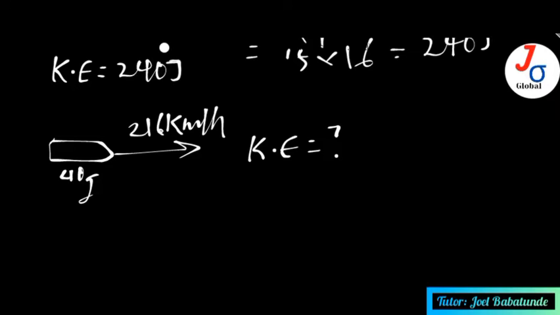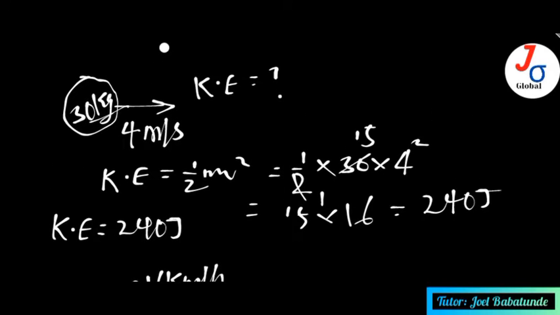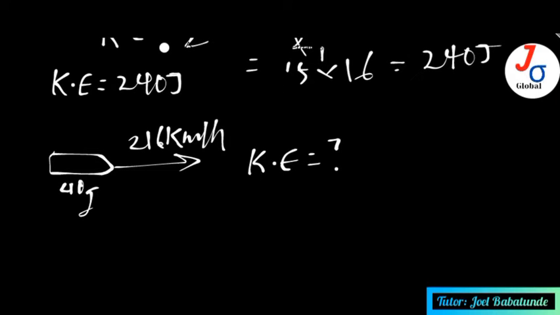Okay, now we have seen that all of our parameters in the previous examples were in kg for the mass, and the speed was in meters per second. So that is the unit your parameters should be: speed in meters per second, mass in kg. So that means we have to do conversion. So we have to convert this 40 grams to kilogram.